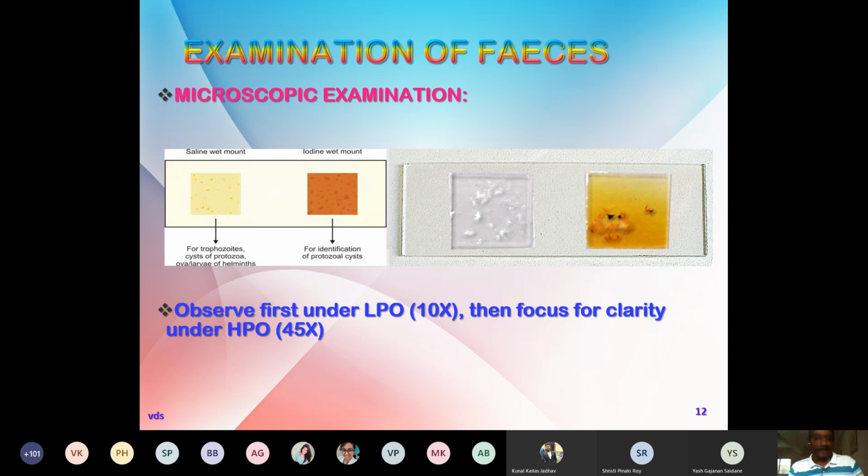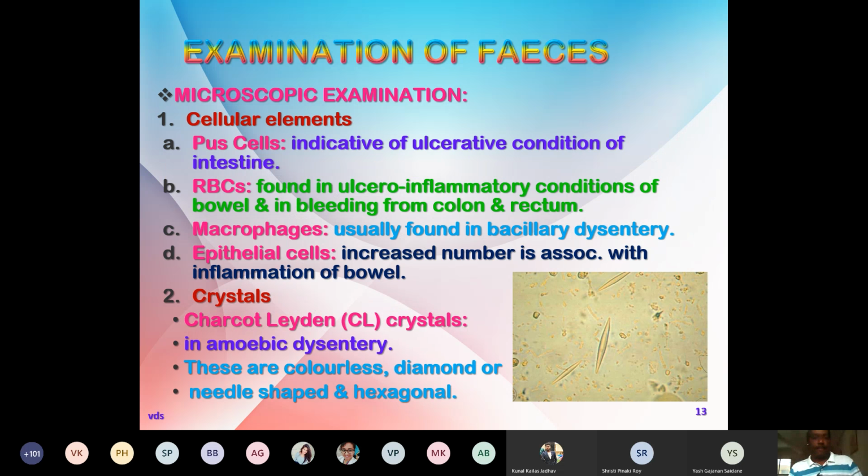Okay? Then, what else are you supposed to observe in the microscope in spite of the stages of the parasite? Cellular elements. First, pus cells are indicative of an ulcerative condition in the intestine. RBCs, most importantly, we have discussed previously also. They are found in ulcero-inflammatory conditions of the bowel and in bleeding from the colon and rectum, particularly in malignancy and polyps.